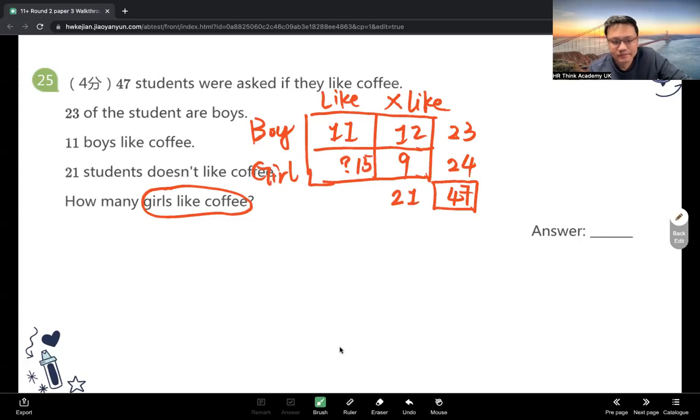Make sense? Yep, are we good? The answer is 15. Okay, guys, what do you learn from this one? You learn that whenever you got such kind of question, like you got 2 features to consider, then you need to draw a table like this.